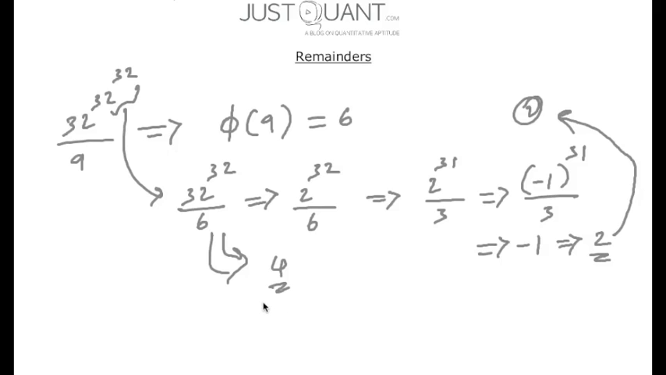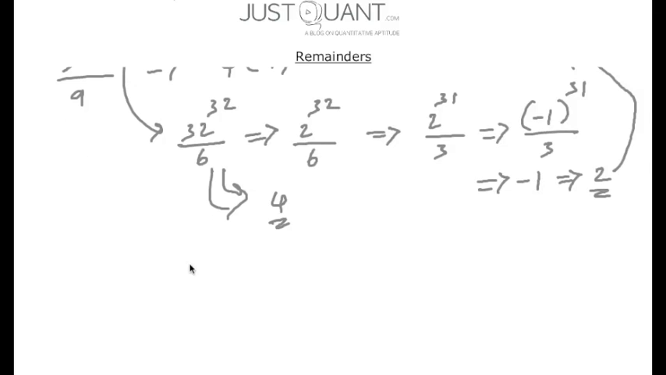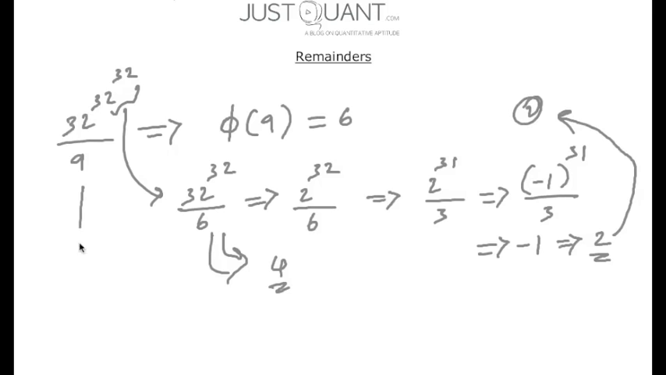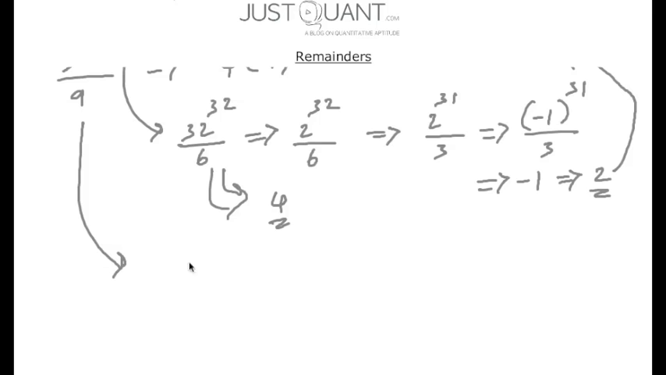Okay, so now that we have the remainder of 32 to the power of 32, our problem simplifies to 32 to the power of 4 by 9, which is 5 to the power of 4 by 9, since 32 gives us a remainder 5. Okay, this gives us a remainder 4.